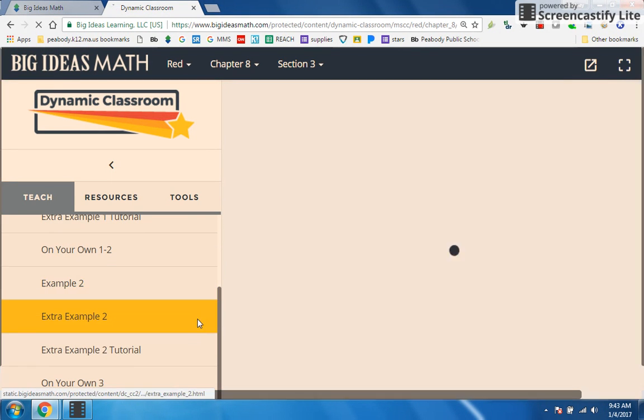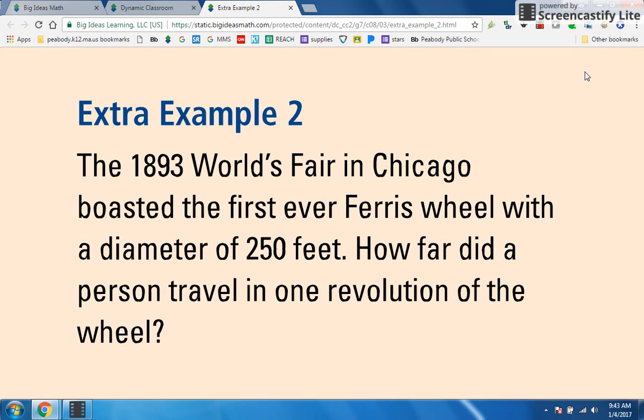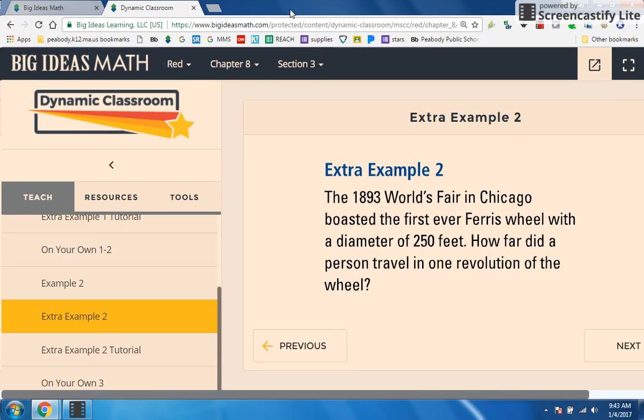Okay, let's take a look at another one. It says that the 1893 World's Fair in Chicago boasted the first ever Ferris wheel with a diameter of 250 feet. How far did a person travel in one revolution of the wheel? That means when you got on the Ferris wheel and spun around once, how far did you go? They're asking you to solve it, but we're not actually going to solve it. I just want to see if you know what you're looking for. Would that be area or circumference? So pause and write what you think that would be, area or circumference.